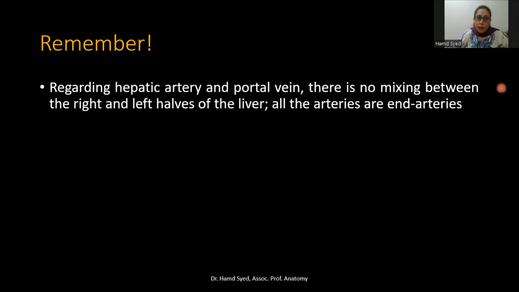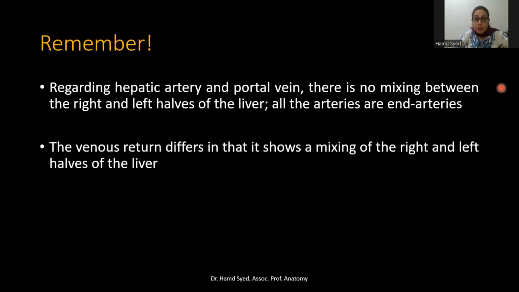Remember this important point that when we talk about the hepatic artery and portal vein, there is no mixing of blood between the right and left halves of the liver. All the arteries which are entering the liver, they are end arteries. The venous return differs in that it shows a mixing of the right and left halves of the liver.